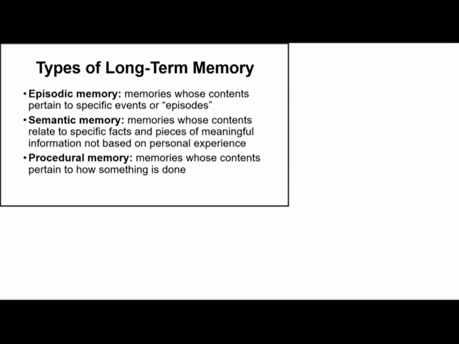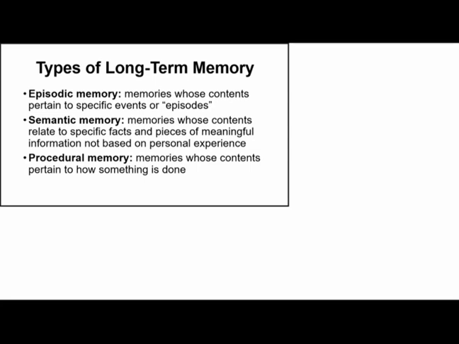So we have examples of episodic memory, so memories whose contents pertain to specific events or episodes from your life. So if you remember going on a trip as a child, that is an episodic memory. And you can talk about going on a trip as a child, which is why we would call it declarative or explicit, because you can talk about it, you can describe it.